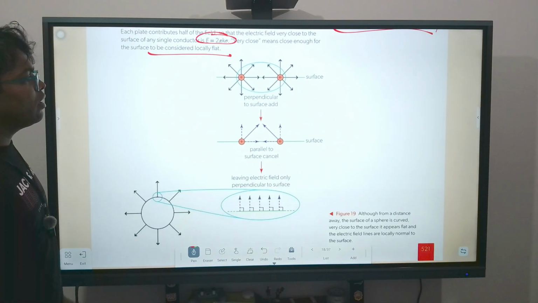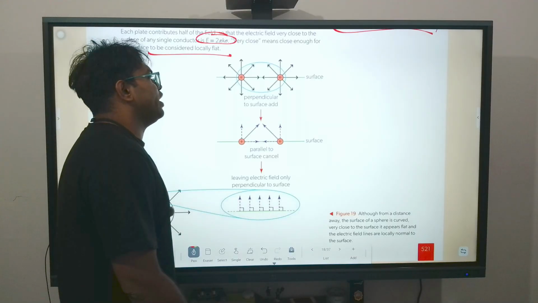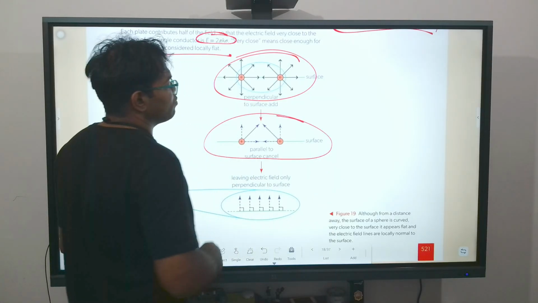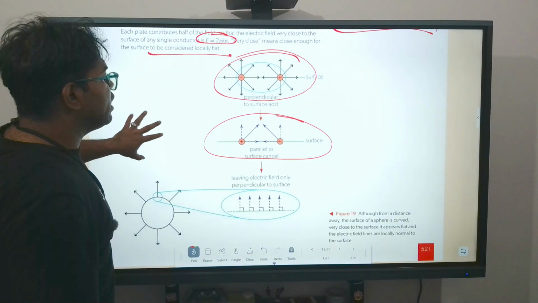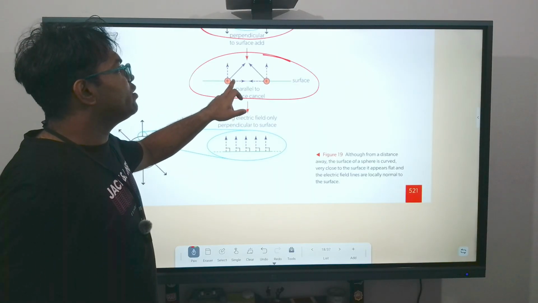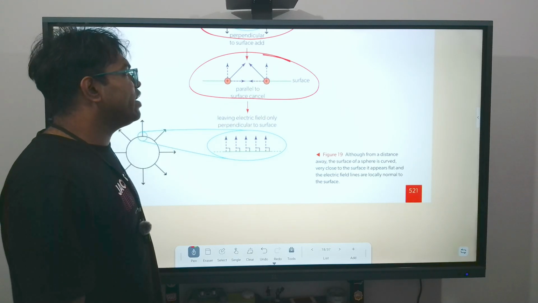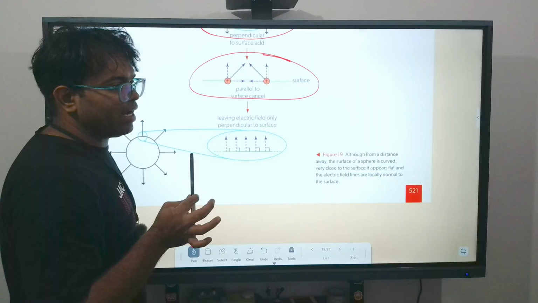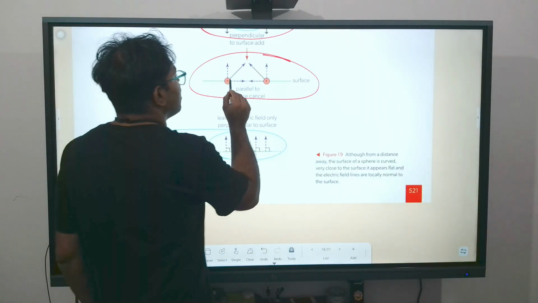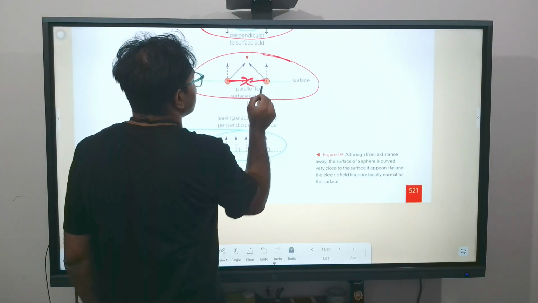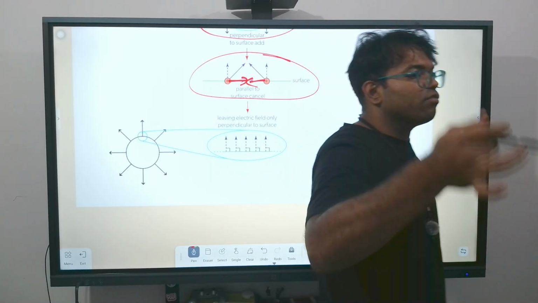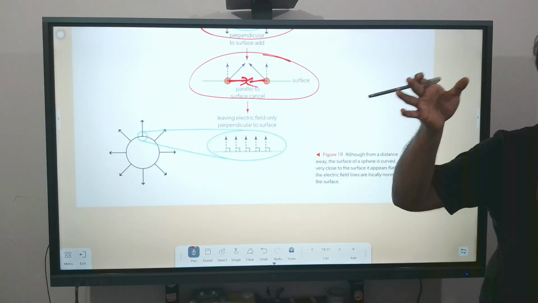Okay. Now, perpendicular to the surface. This is the diagram for perpendicular to the surface. Parallel to the surfaces, what happens? The forces cancel each other out, leaving electric field only perpendicular to the surface. Understood? When you are talking about the horizontal field lines, they are moving away from each other in the opposite direction. So what happens? The field produced by this gets cancelled out by the field produced by this. Therefore, what ends up happening? Only the perpendicular component of the field lines actually matters.